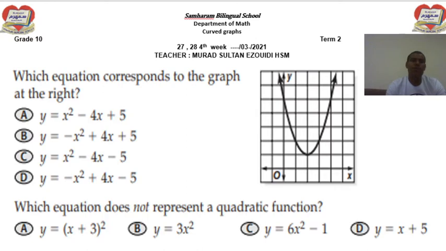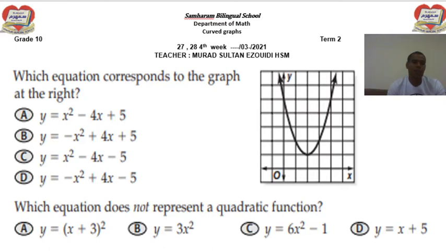We saw before how you can draw the graph of a quadratic equation. Then we moved to how you can draw the graph of y equals a over x, which is a hyperbola, and figured out its axes of symmetry. Your teacher is Murad Sultan Zvidi, your school is Samah English School, grade 10.